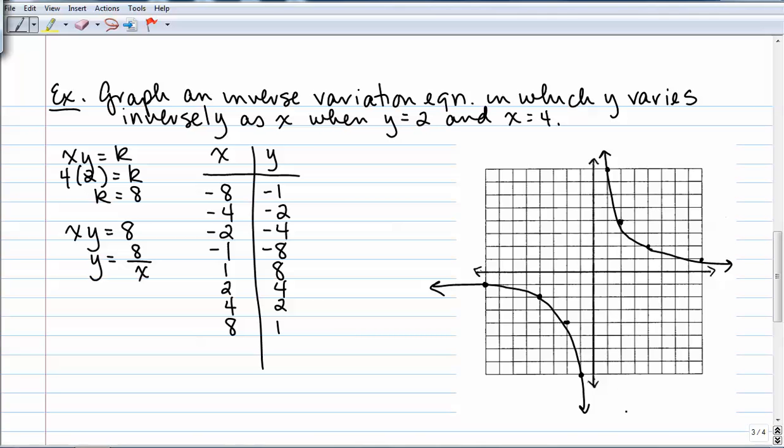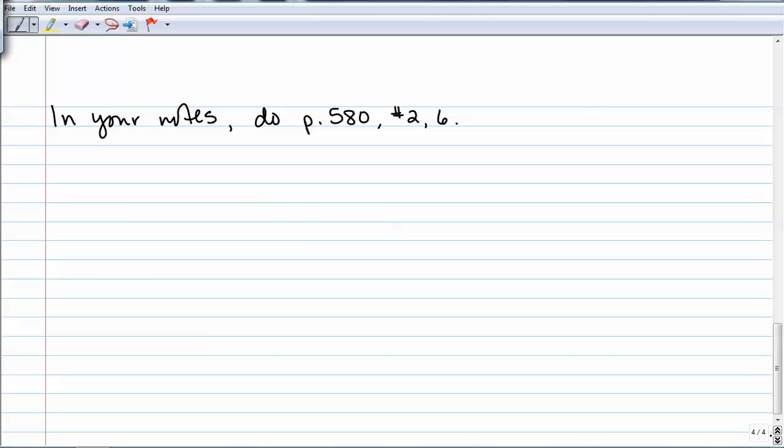So those are the two types of problems you'll see in the homework, and I'd like you to practice those by doing numbers 2 and 6 on page 850. Do those in your composition notebook, and I will check them in class tomorrow.